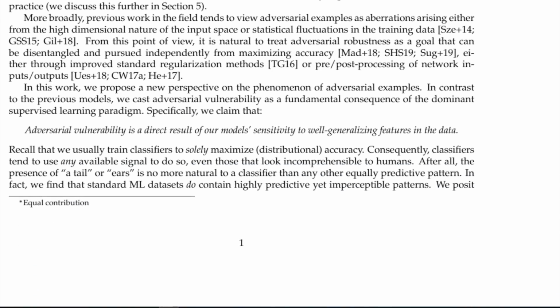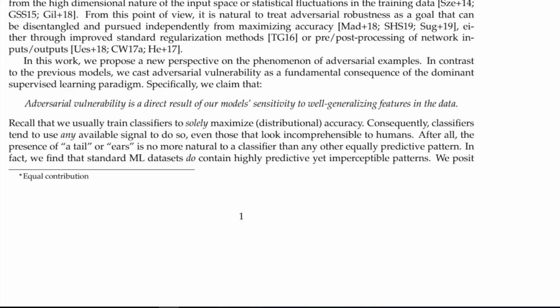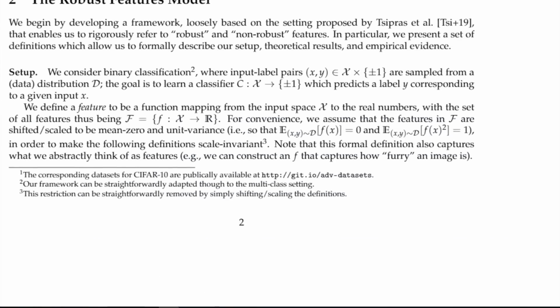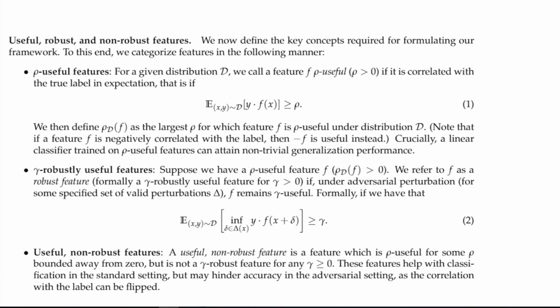So the introduction we largely skip, except that their main claim here is, specifically, we claim that adversarial vulnerability is a direct result of our model's sensitivity to well-generalizing features in the data. So that's the core point, I think, is well-generalizing features, which is what we mentioned. These are features that actually describe the data well, but features that are kind of imperceptibly small to humans, or that don't fit our notion of robustness. All right, so they go on and they define more clearly what they mean.